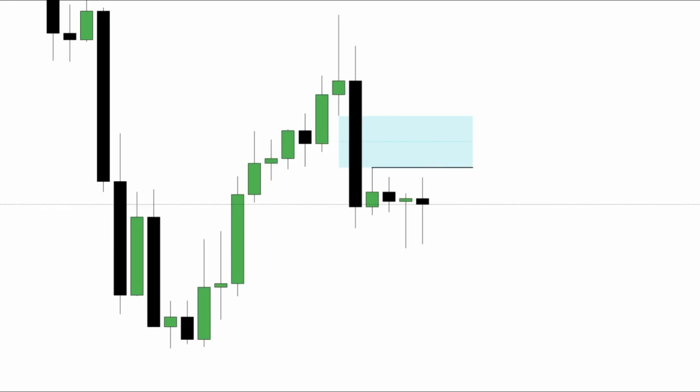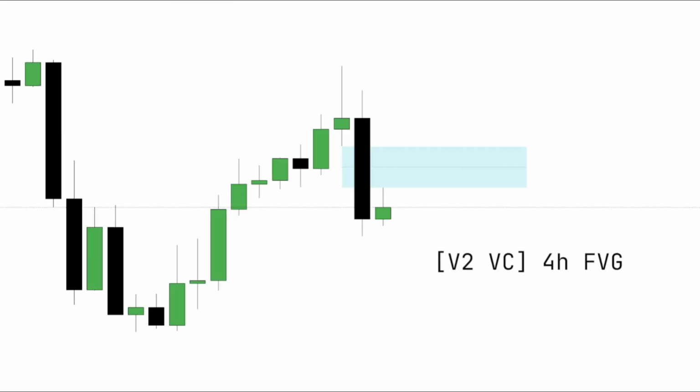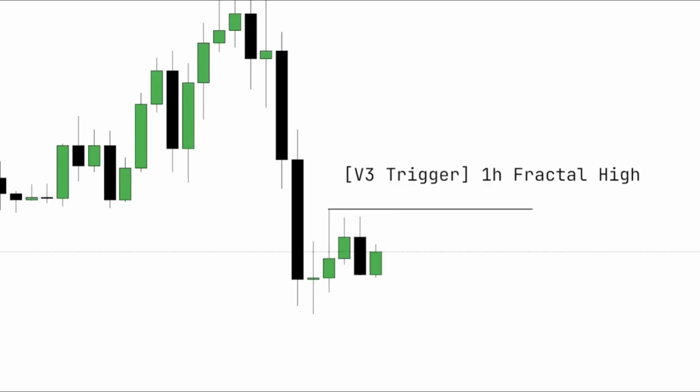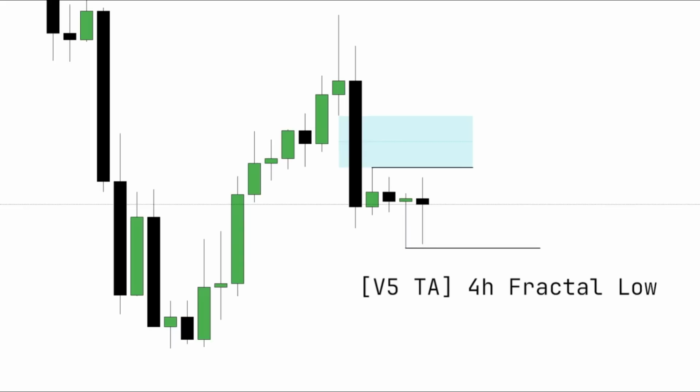We then go back to the 4-hour time frame where variable 2 is located and determine the nearest fractal low or fair value gap. Finally, let's summarize everything we've received so far. V1 volume confirmation is a 1-day fair value gap. V2 volume confirmation is a 4-hour fair value gap, which has become our point of interest. V3 trigger is a 1-hour fractal high. V4 entry is a 15-minute fair value gap. And V5 trouble area is a fractal low on the 4-hour time frame.